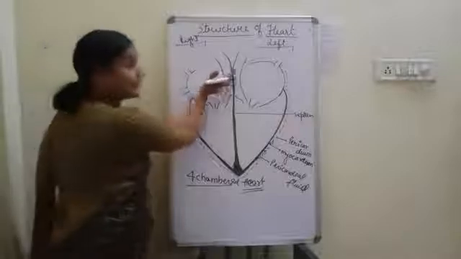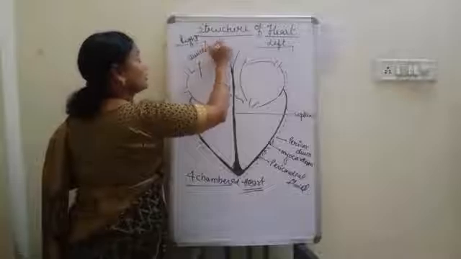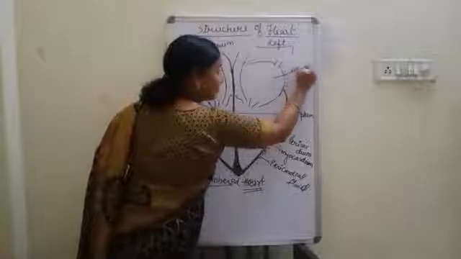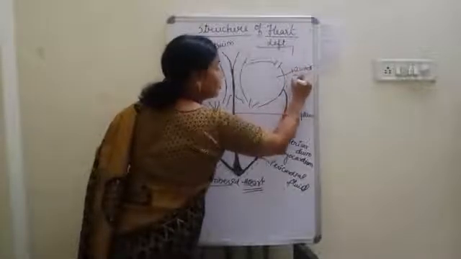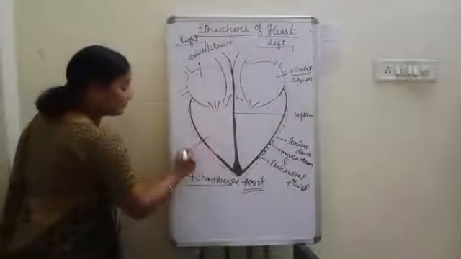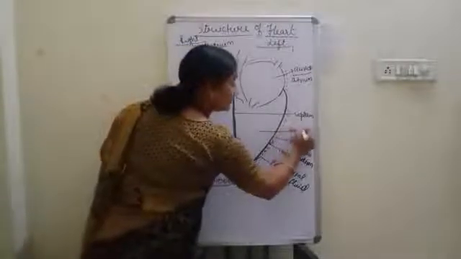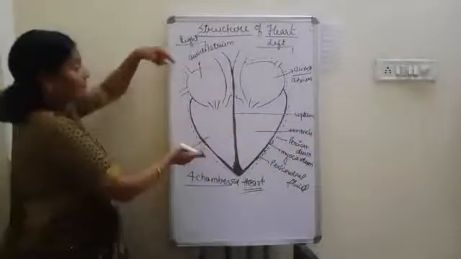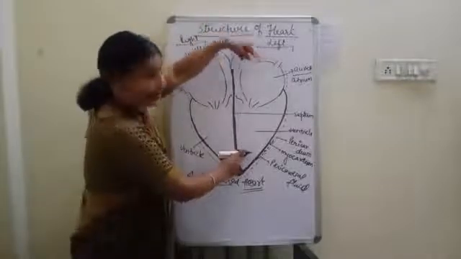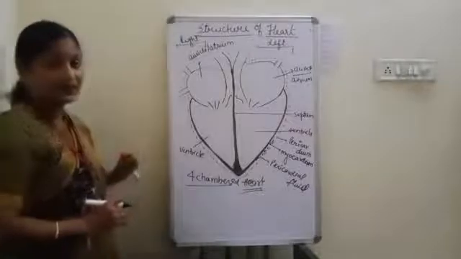Now the upside is called auricle, or it is also called atrium. This is again an auricle or atrium, and this side is called ventricle because it is the downside. So this is also a ventricle. Now the right side is divided by a septum from the left side. Between the right and the left there is one line, and this line is called the septum.